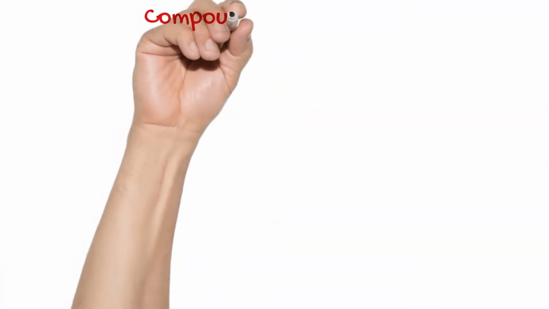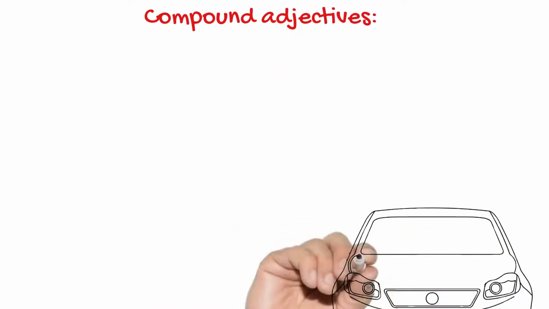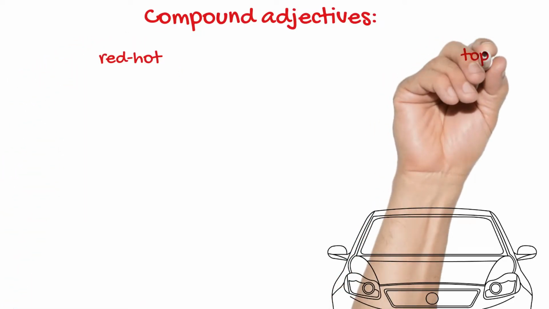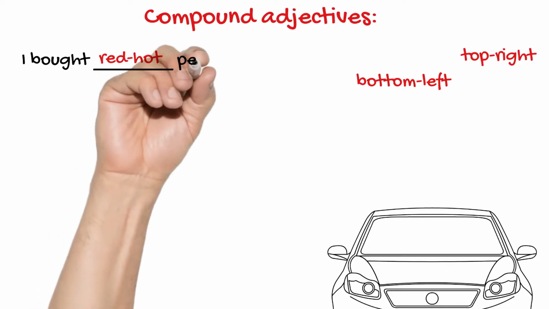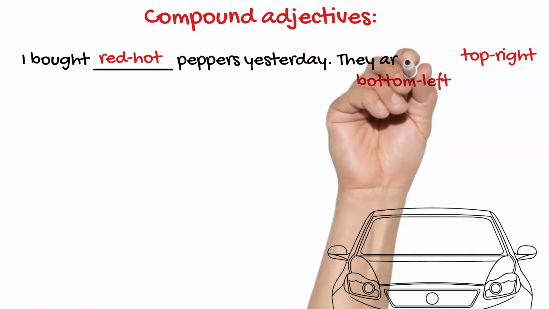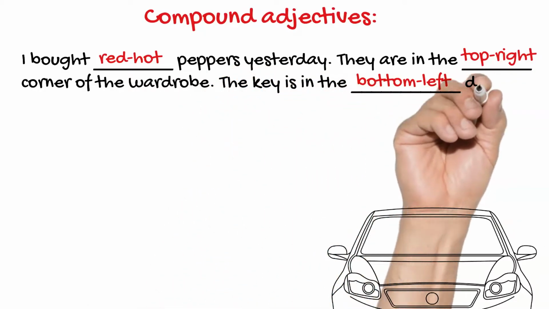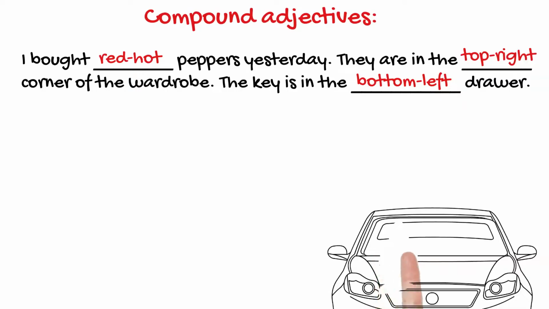A compound word that describes a noun is a compound adjective. That compound word may contain two or more words. These words may belong to different parts of speech. Compound adjectives are usually joined together by a hyphen or hyphens. Let me give some examples. I bought red hot peppers yesterday. They are in the top right corner of the wardrobe. The key is in the bottom left drawer. Here, two adjectives have formed a compound adjective in each case.